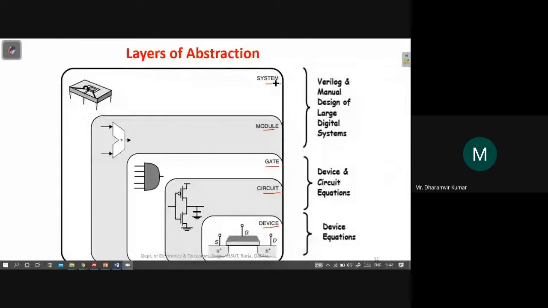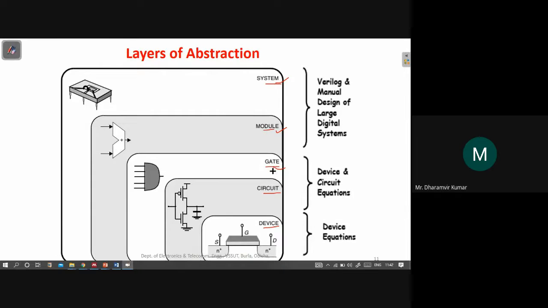And a system consists of many modules, and one module may consist of many gates. One gate will consist of some circuits, and then a circuit will consist of several devices. So there is a clear-cut connection between each of these layers, and the purpose of each of these layers is different.